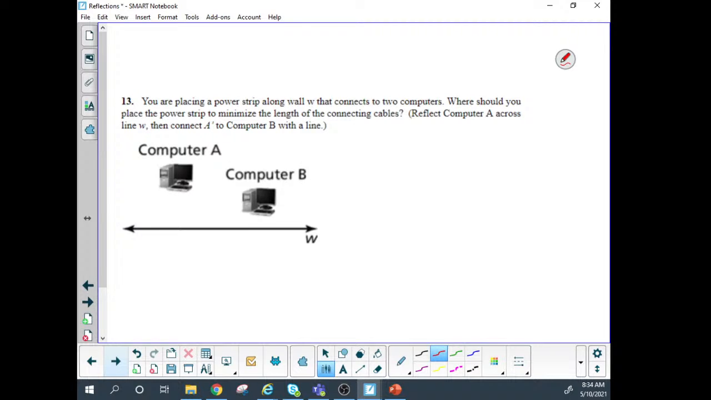Check it out. Want to figure out the shortest way to computer B with an extension. If you flip computer A over, the line that goes from A to B in that reflection will be the shortest distance. Pretty cool stuff. Application, boom.